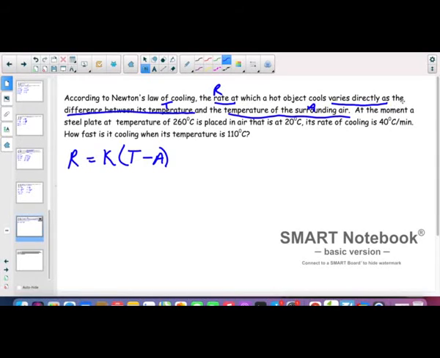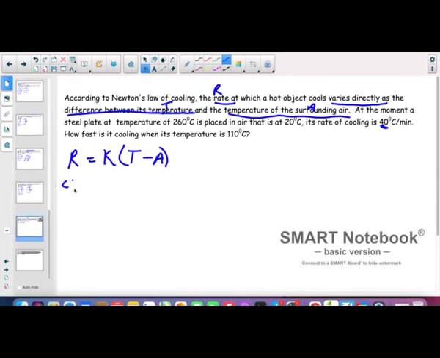And then it says, at the moment, a steel plate at temperature 260 degrees is placed in air that is 20 degrees. Its rate of cooling is 40 degrees. How fast is it cooling when the temperature is 110 degrees Celsius? Okay, so the first thing we're going to have to do is find K. In the first situation, they tell us at the moment a steel plate at temperature 260 degrees is placed in the air that is 20 degrees, its rate of cooling is 40 degrees. Okay, so rate is 40.